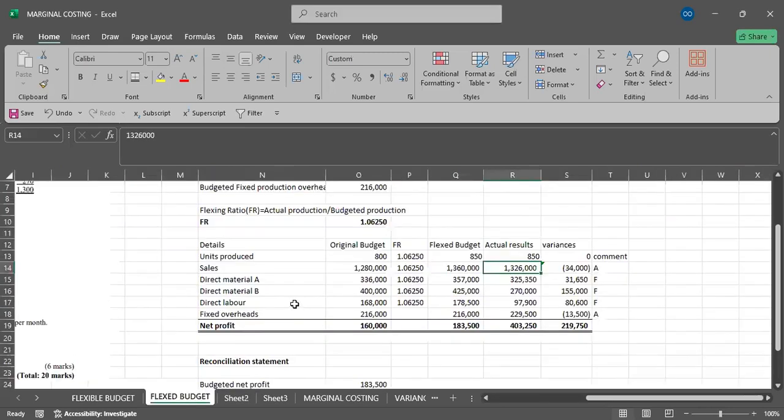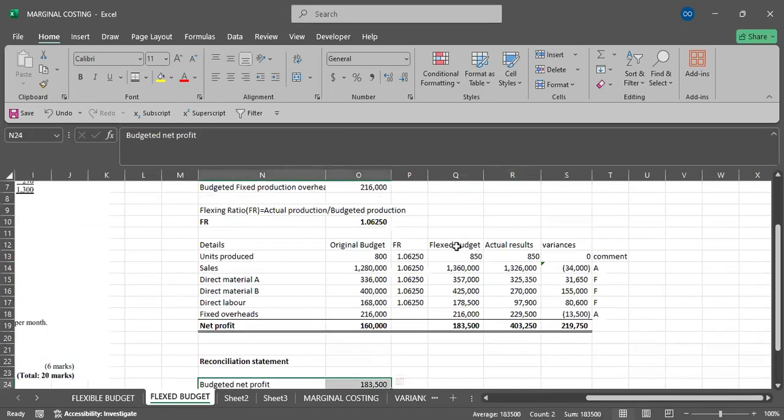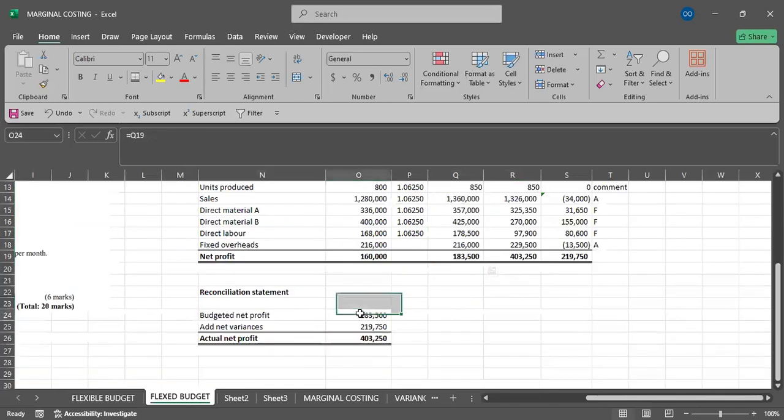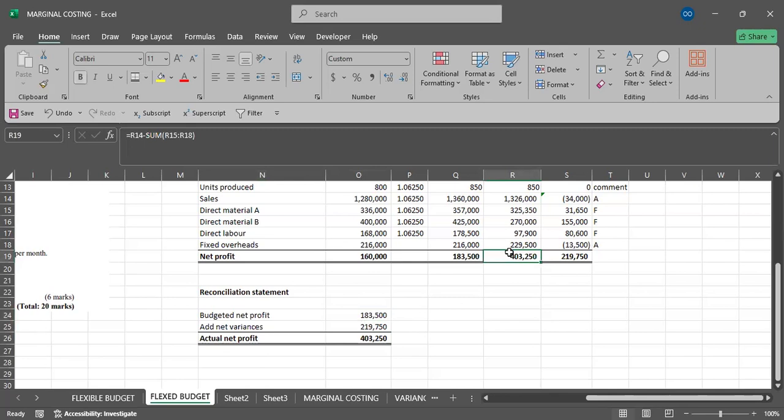So in the reconciliation statement, you are trying to reconcile why this budgeted is not equal to actual. And which budget are we talking about? We have to compare it to the flexed, not just the original. So we take the flexed budget, whose net profit is 183,500, and the variances are 219,750, giving us the actual net profit of 403,250, which we add here, and which we are actually given.